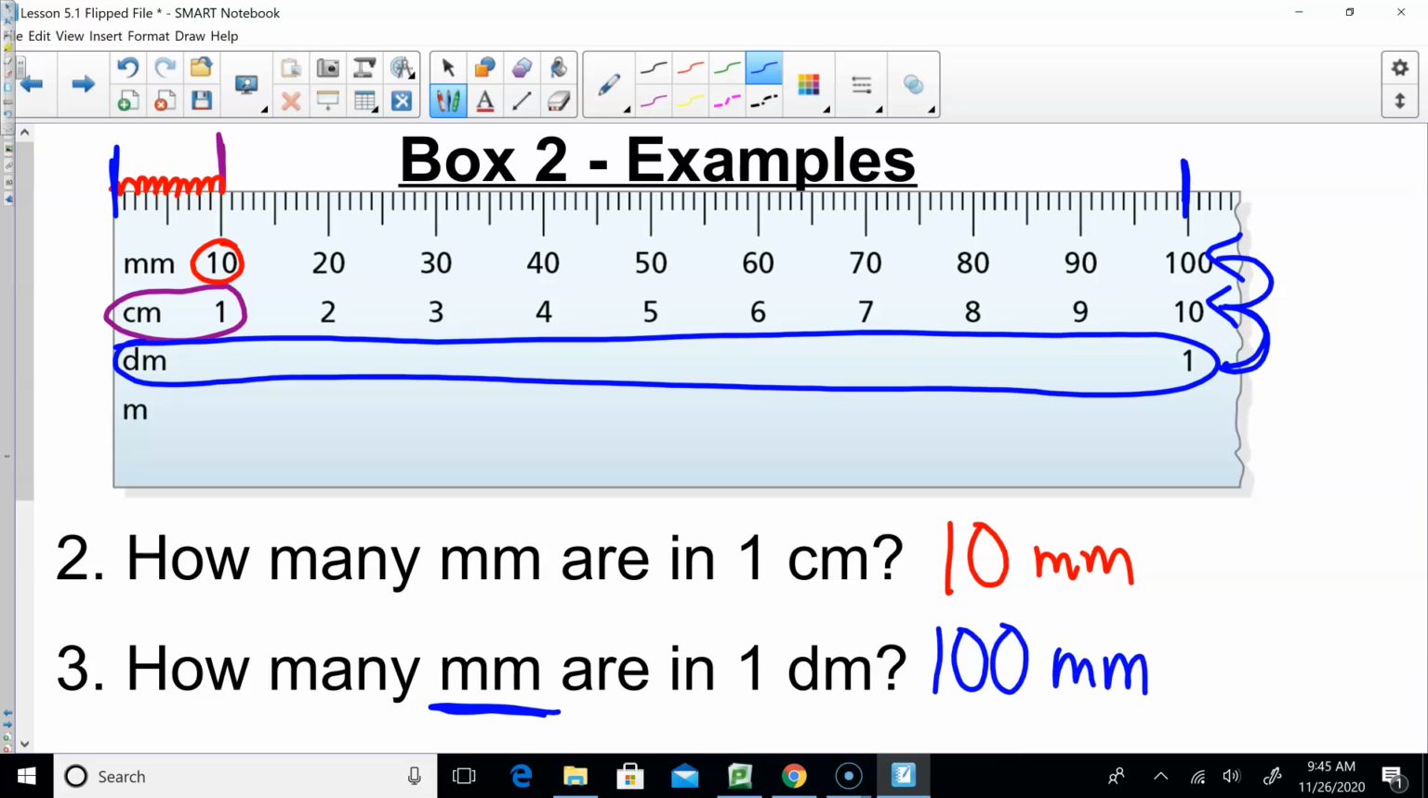So you can write down this ratio: 1 centimeter equals 10 millimeters and 1 decimeter equals 100 millimeters. Coming up with these ratios and developing how they go together is going to help us as we move forward.